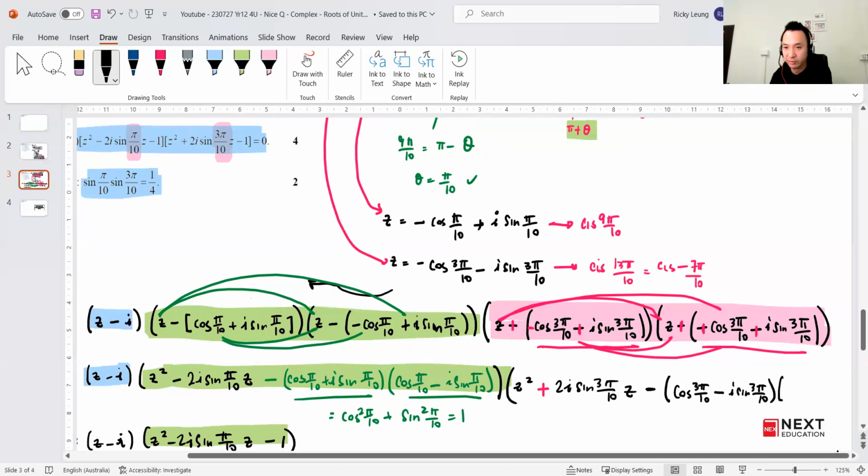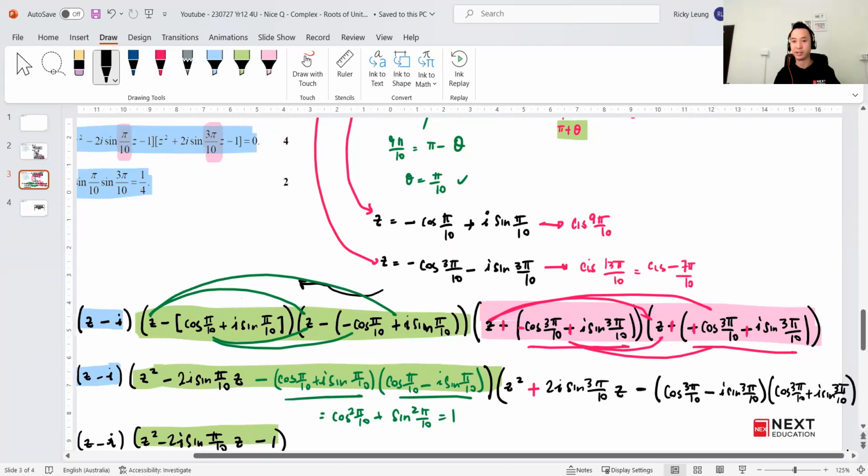And I have no more horizontal space. Can't believe I ran out. 3 pi on 10 plus i sine 3 pi on 10. Sorry, I'll just borrow the edge there. Another bracket. And just like before, this guy here equals 1, right? Complex conjugates give me 1, and then I get that.